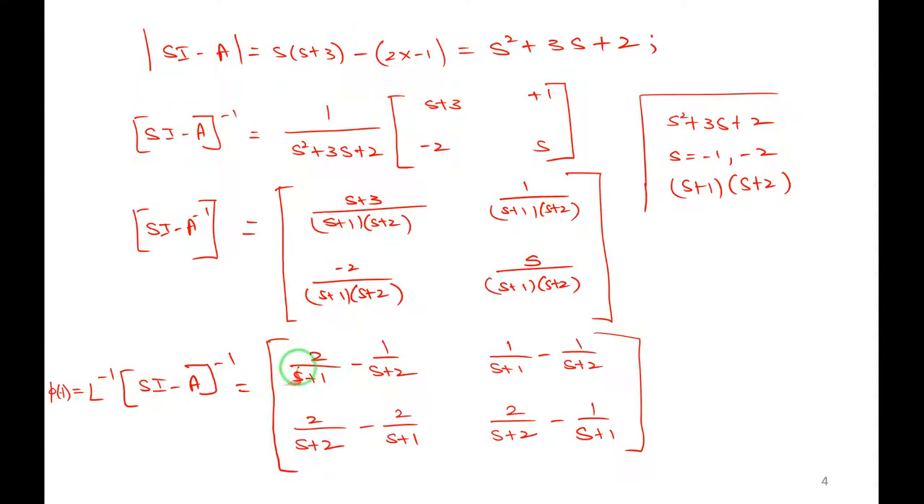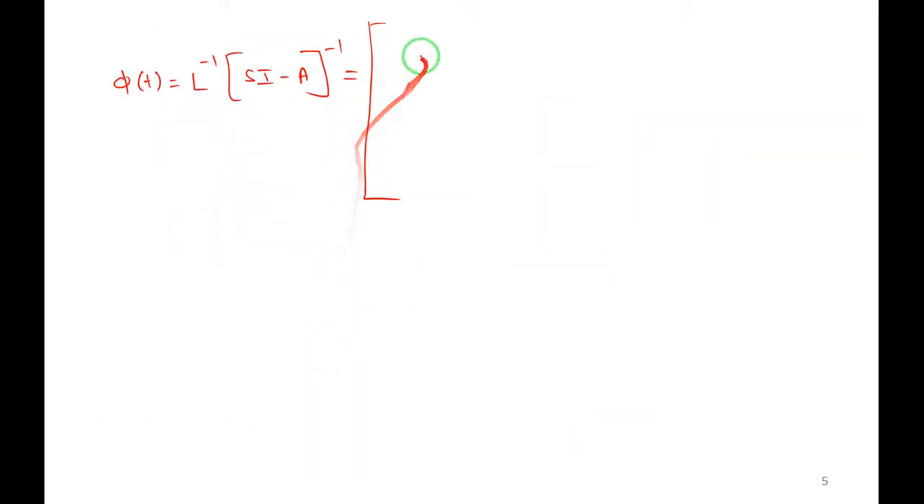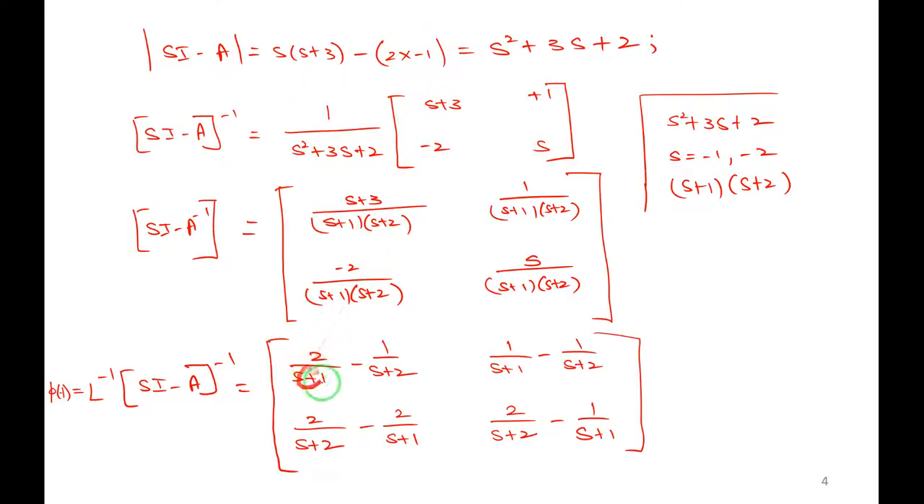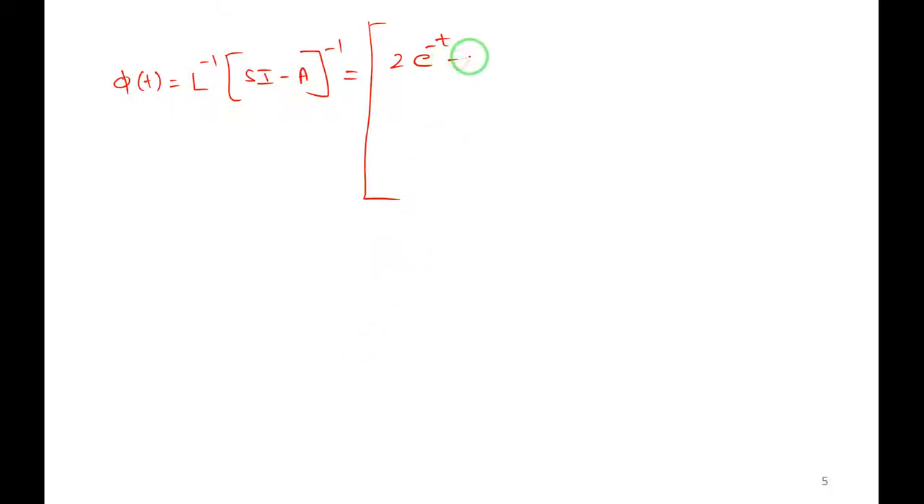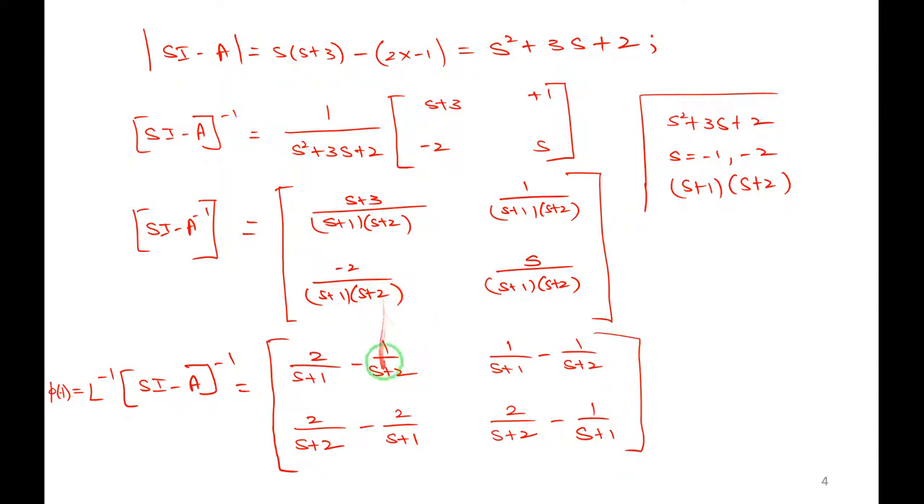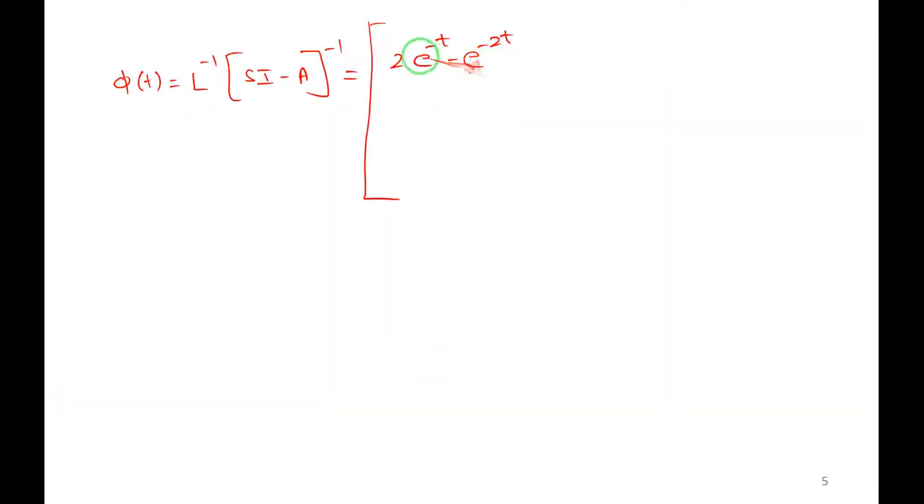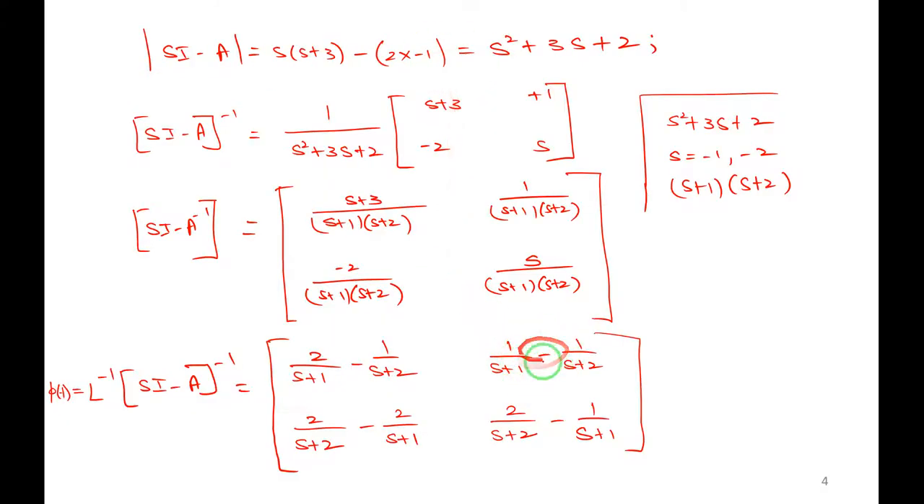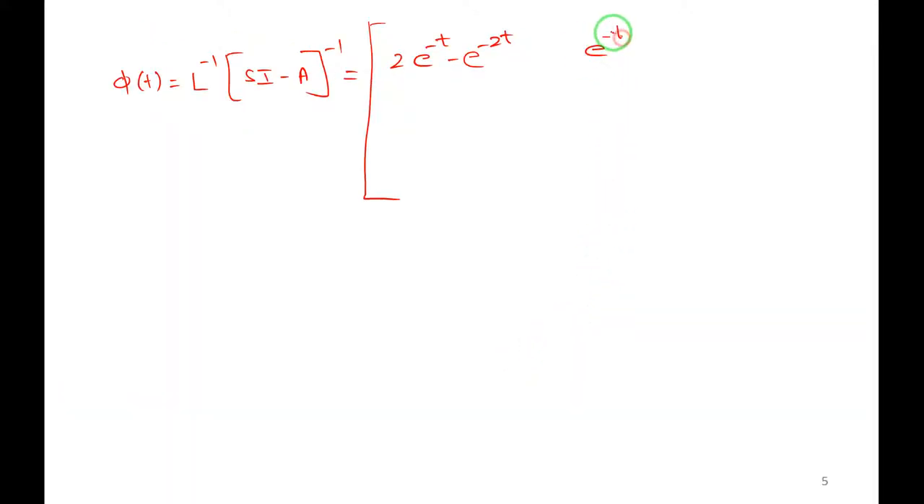So the inverse Laplace transform of 2 by s plus 1 is 2 into e to the power of minus t. The Laplace transform of e power minus t is 1 divided by s plus 1, right? So I am getting 1 divided by s plus 1, minus e to the power of minus 2t, the inverse Laplace transform of this term. This is one term. Next, coming to the second element, the inverse Laplace transform of 1 by s plus 1 is e power minus t, minus e to the power of minus 2t.